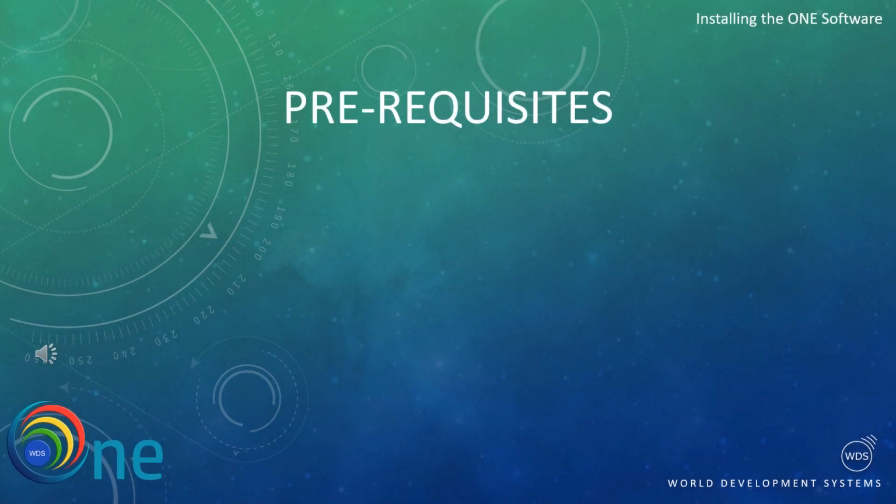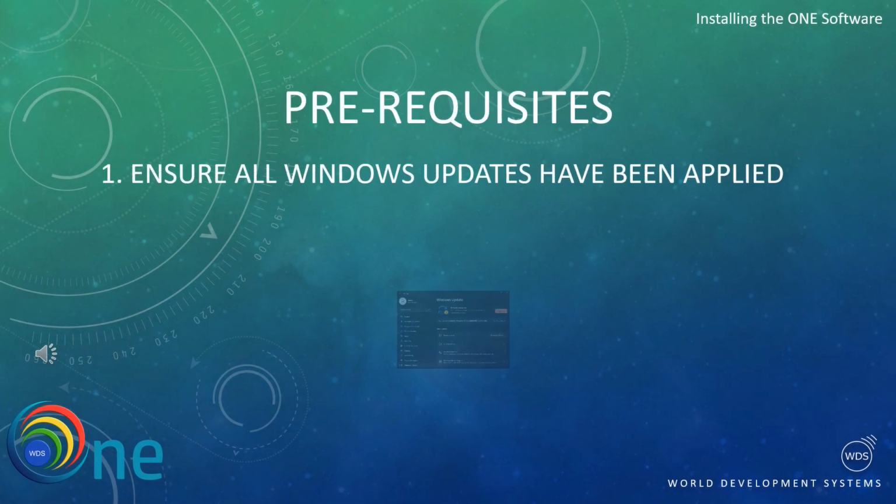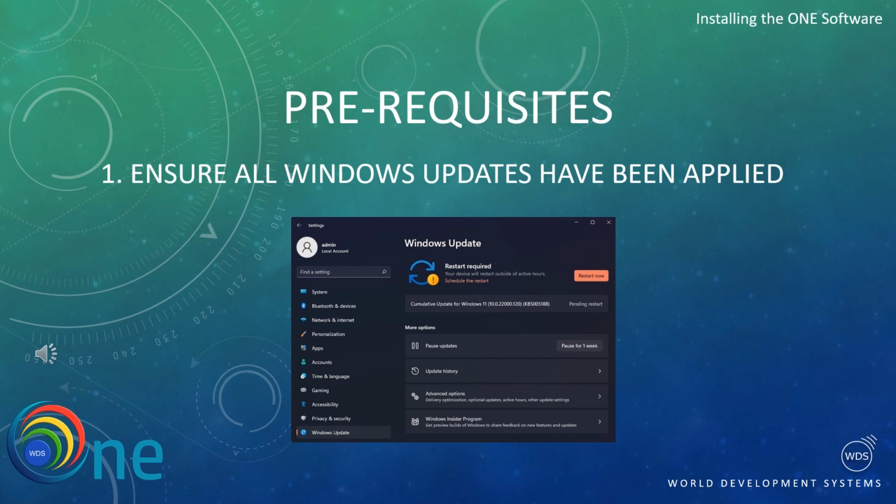Number 1. Ensure all Windows updates have been applied. Now, this is particularly important if you've purchased a new computer to use with the One system, or if you're using a computer that hasn't been used for a while. When you buy a new computer from a store, or an online company like Amazon or Microsoft or Dell, then the boxed computer has often been sitting on a shelf for a period of time, and the version of Windows that it has loaded might be several months out of date.